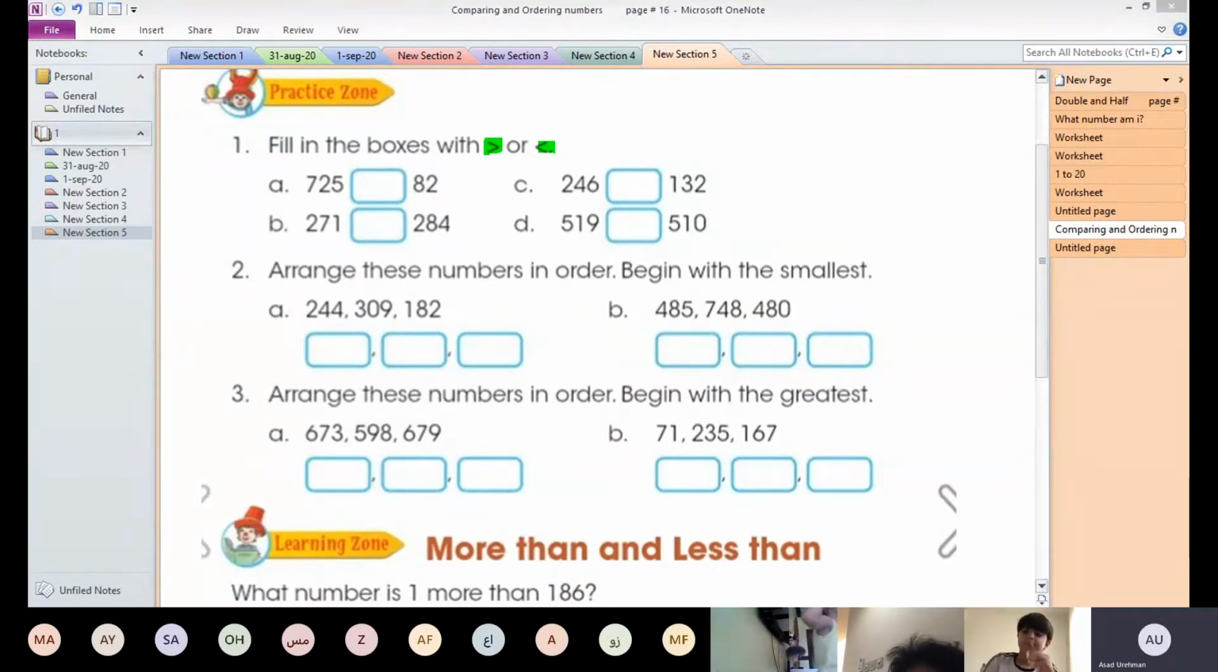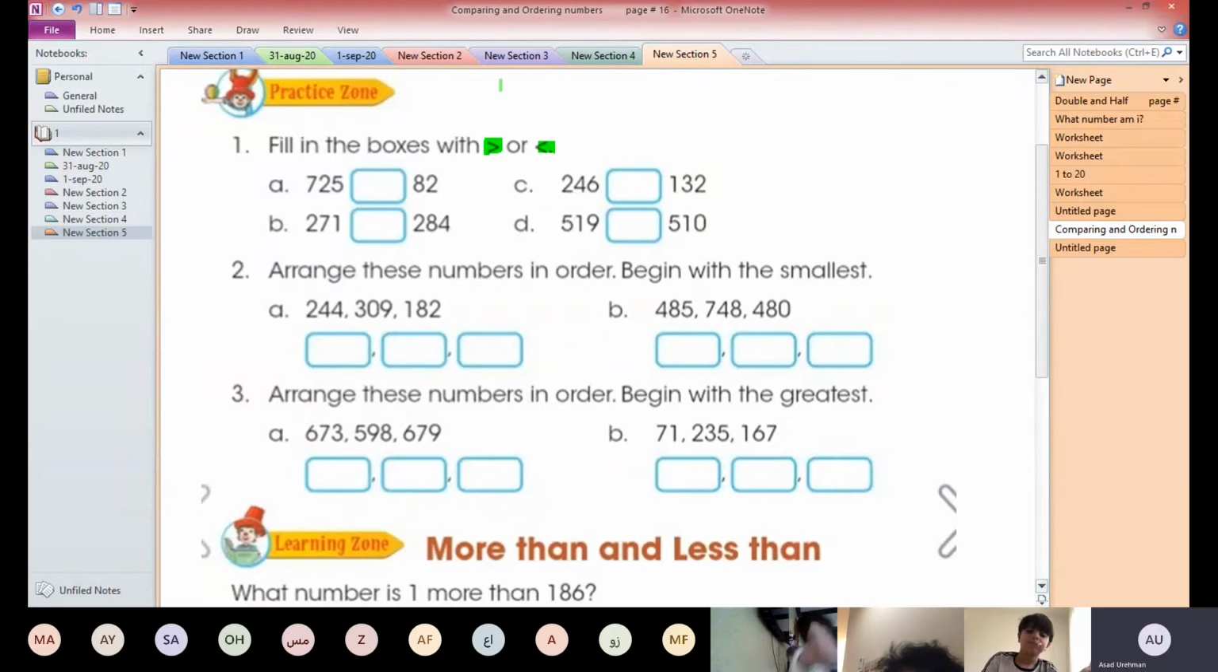Yes. So we know that this is the greater than sign, G for greater, and this is the smaller than sign, right?